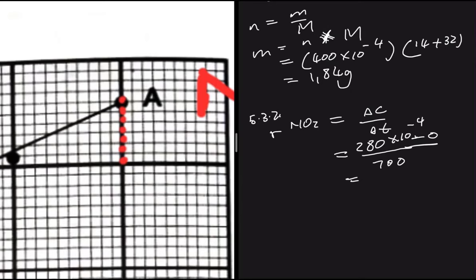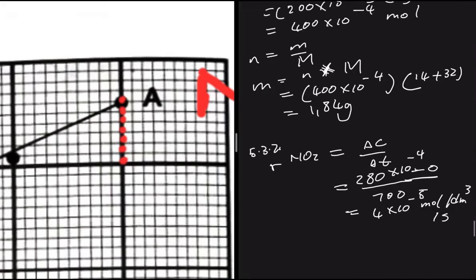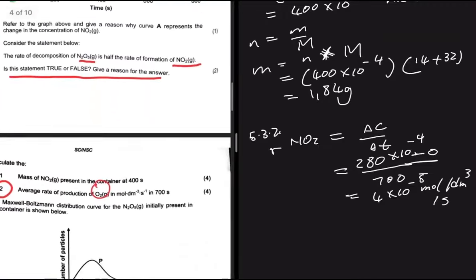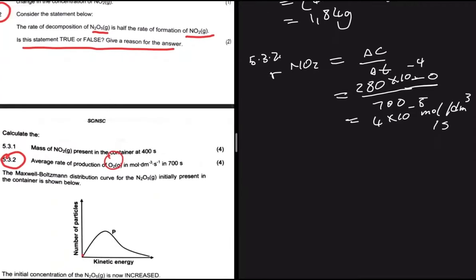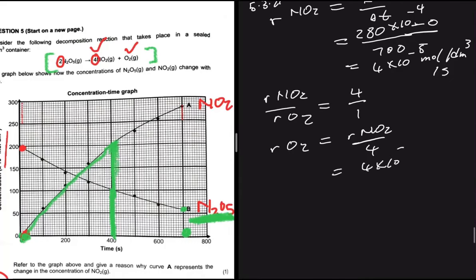And then let me just take this answer to scientific. If I do that, I'm getting 4 times 10 to the minus 5 moles per decimeter cube per second. So that is the rate of production of NO2. But what we're looking for is the average rate of production of O2. So we can say that the rate of NO2 divided by the rate of O2 is equal to the ratio of the balancing coefficients. So that will be 4 divided by 1. So the rate of O2 is equal to the rate of NO2 divided by 4. This will be equal to 4 times 10 to the minus 5 divided by 4. It should give us 1 times 10 to the minus 5 moles per decimeter cube per second.